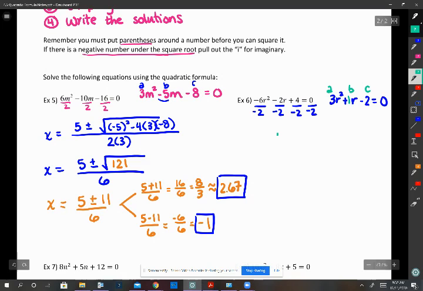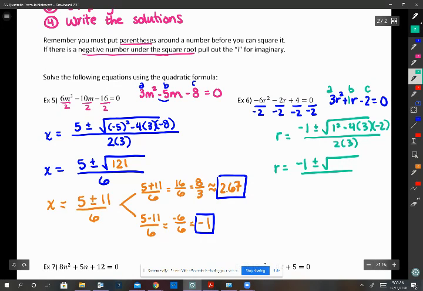So again, we've got r this time because that's my variable. So r is equal to, and then we're going to go b with -b. So in this case, we have +1, so it's going to be -1 plus or minus the square root of b squared. So that's 1 squared minus 4 times a times c all over 2 times a. So a is 3 again. And so again, we're going to do the discriminant part first. And the bottom is 2 times 3, which is 6.